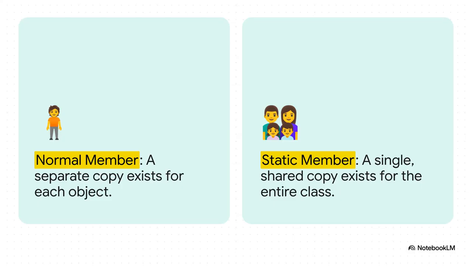We need one single, shared source of truth. And the solution for that is the static keyword. A normal member variable is personal property. Every object gets its very own copy. A static member variable? That's community property. The compiler only makes one copy of it for the entire class, and every object shares that exact same copy.